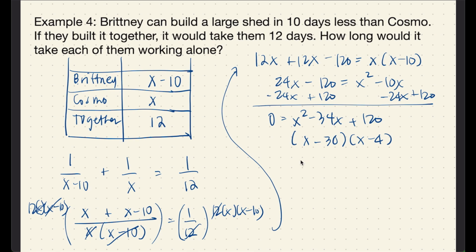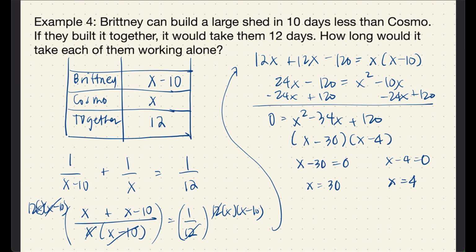Alright, then we can just equate both factors to 0, and then it will be x is equal to 30 and x is equal to 4. Alright. Okay. So, each of these is correct, though, or is a solution to the quadratic equation.